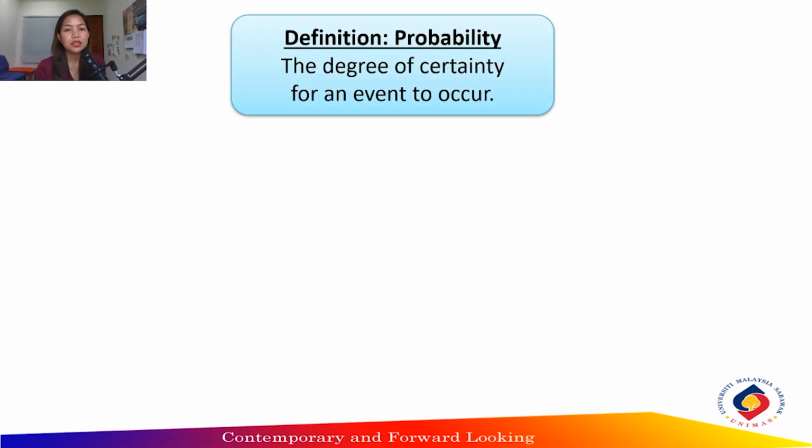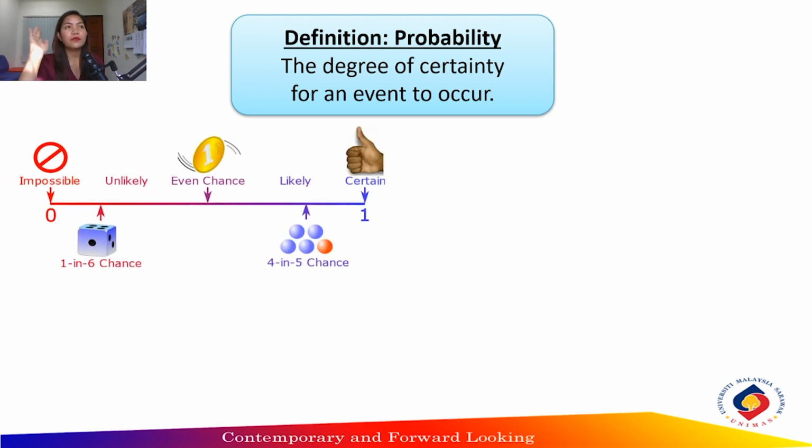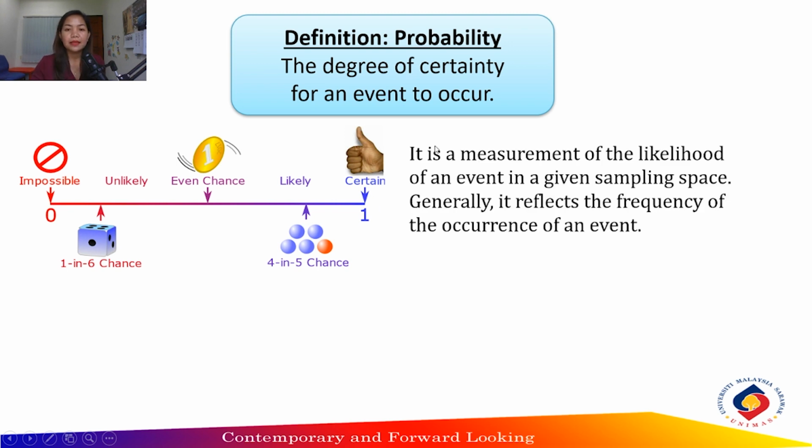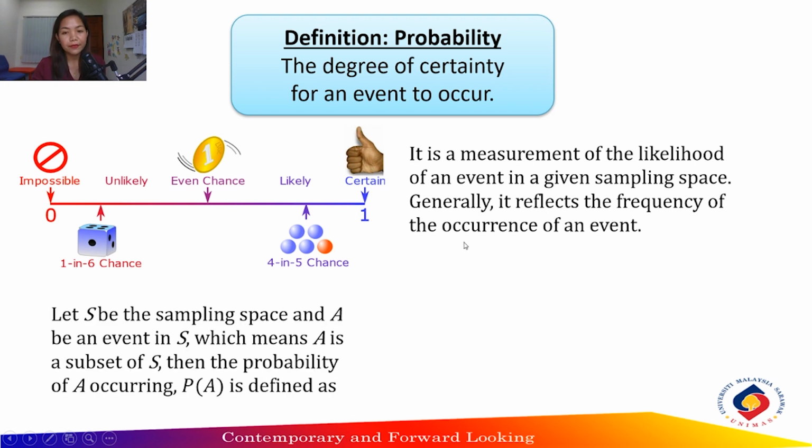Probability. By definition, probability is the degree of certainty of an event to occur. So if it is impossible to happen, that probability is equal to 0. If it is certain to happen, so the probability is 1. It is a measurement of the likelihood of an event in a given sampling space. Generally, it reflects the frequency of the occurrence of an event.